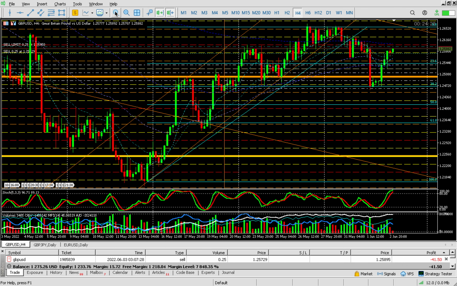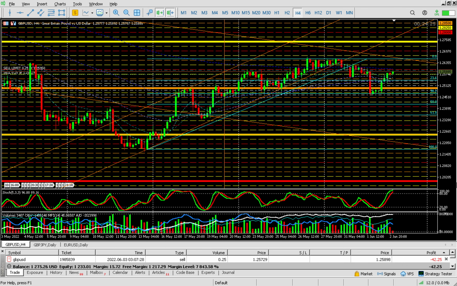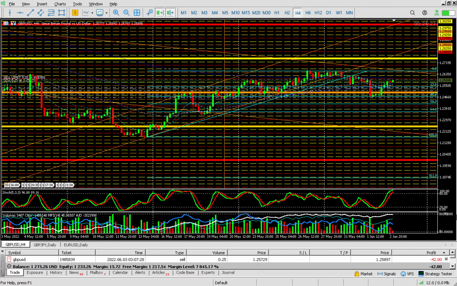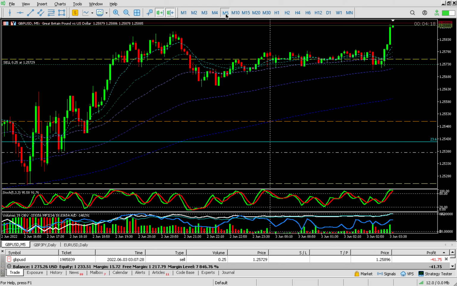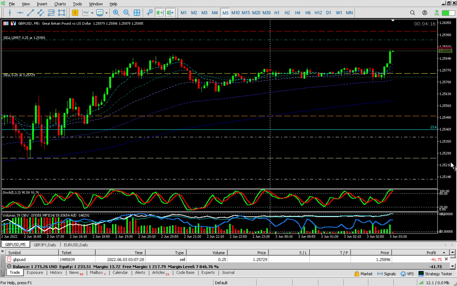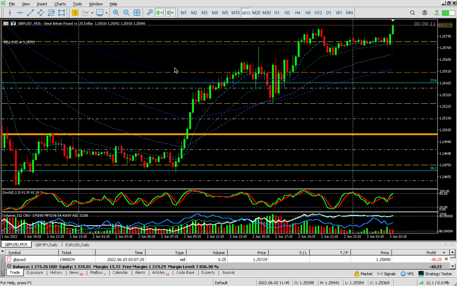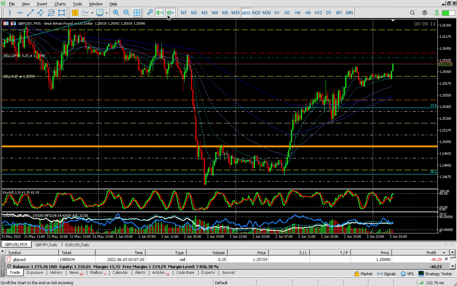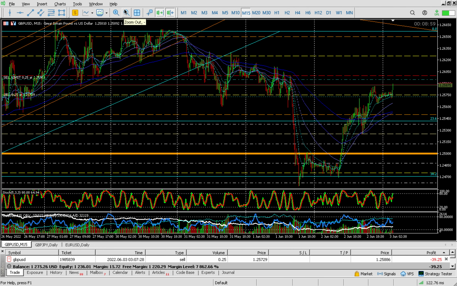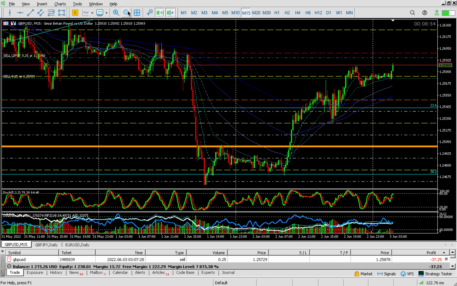But it's important to have these major levels marked out so that you can track the movement of what's going on. Yeah, so that's what I want to show.